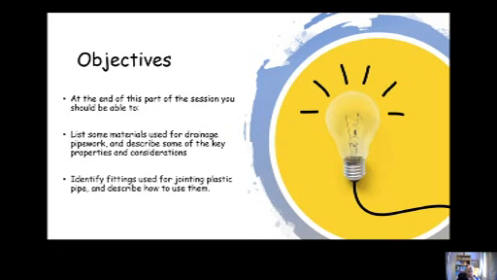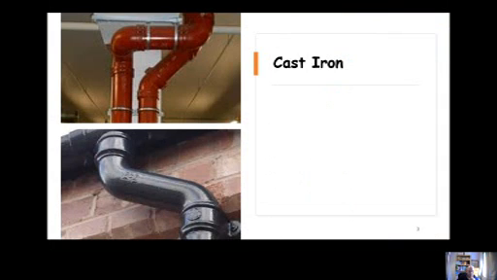Identify the fittings used specifically for jointing plastic drainage pipe and describe how to use them, how to fit the fittings. And also I want you guys to be able to state the clip distances for drainage pipes.